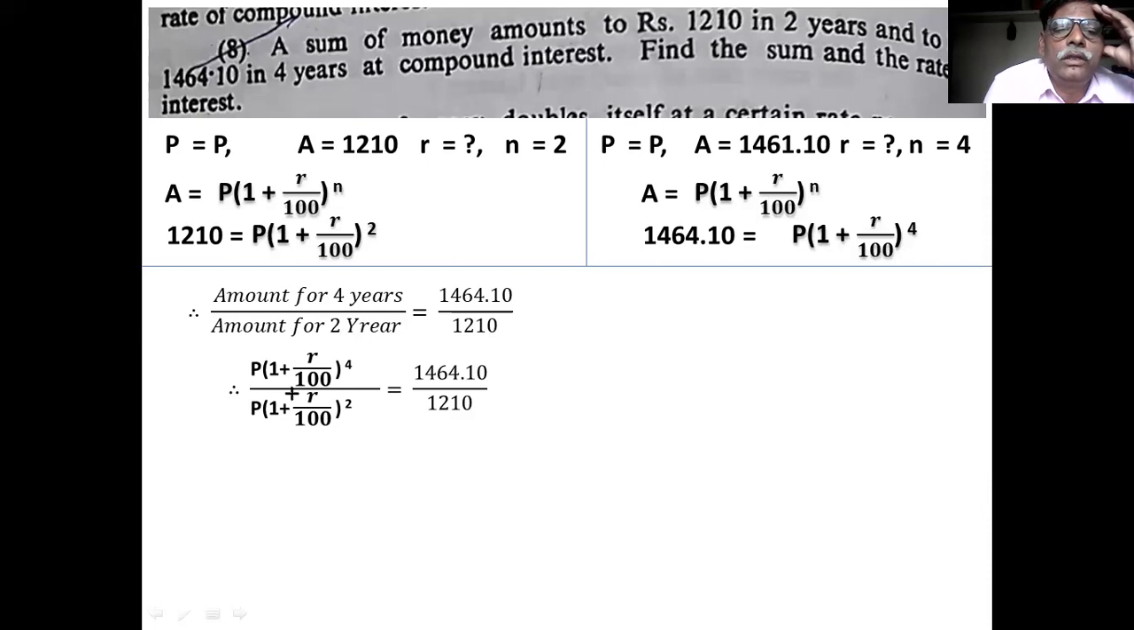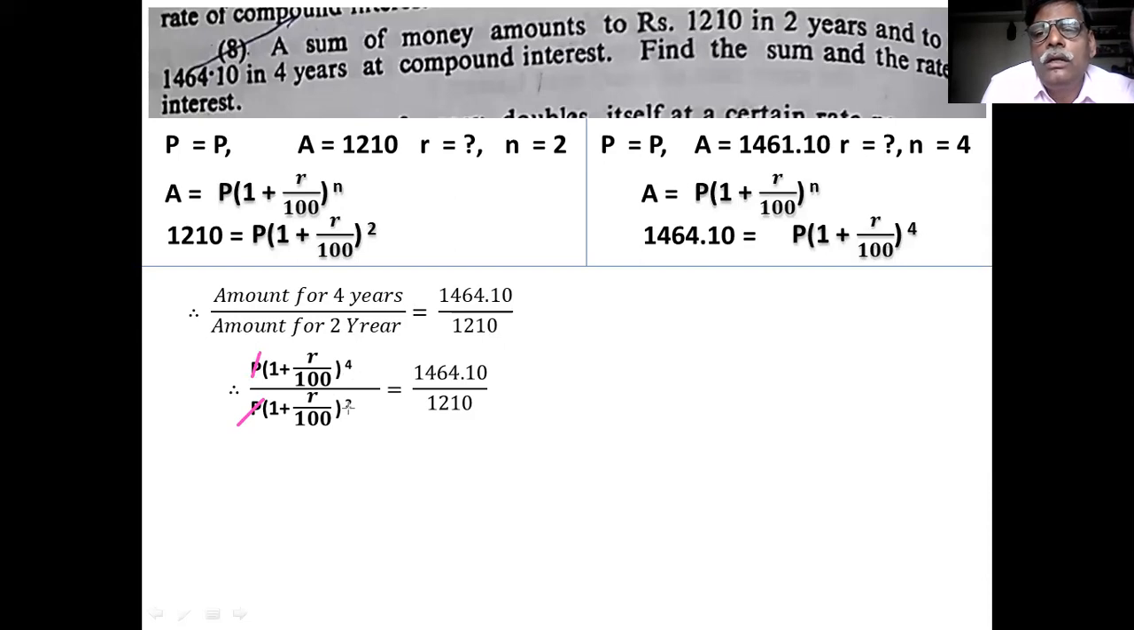You see here, this P gets cancelled. P P get cancelled. Then what remains? (1 plus R by 100) to the power 4 in the numerator, and (1 plus R by 100) to the power 2 in the denominator. In the numerator there are 4 brackets, and in the denominator 2 brackets. So out of 4, you deduct 2.